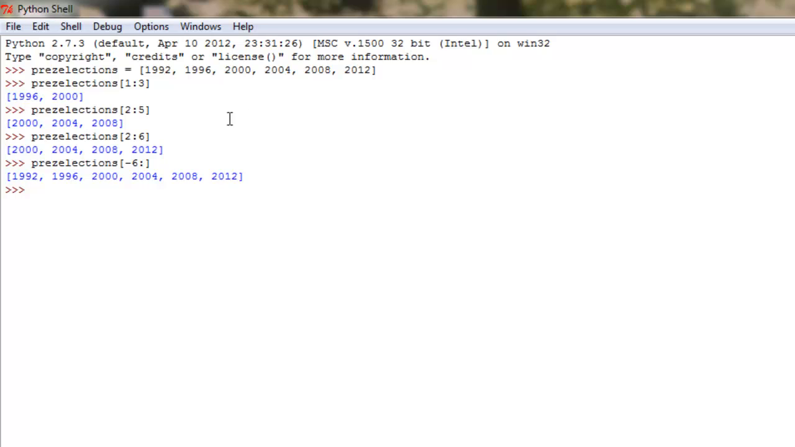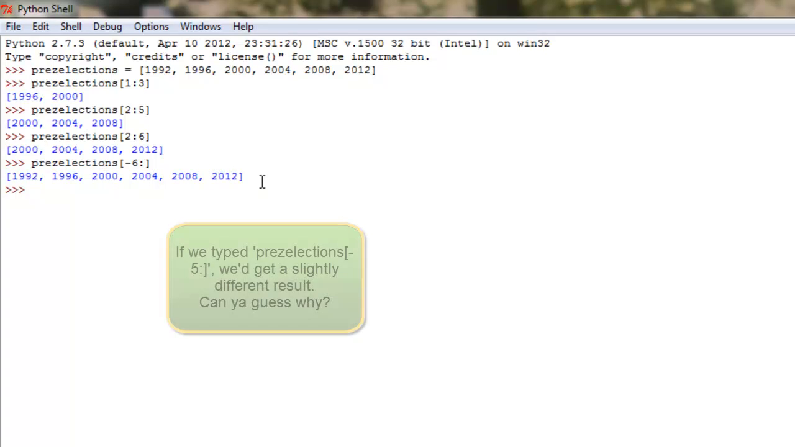What that means is, and I did use a negative number, so that might also make you scratch your head and go, say what? What it means is, we're starting with -6, and we're going all the way forever, or until whenever we run out of elements. So we got our -6, and then we have 92, 96, 2000, 2004, 2008, 2012, so we are going the whole distance.